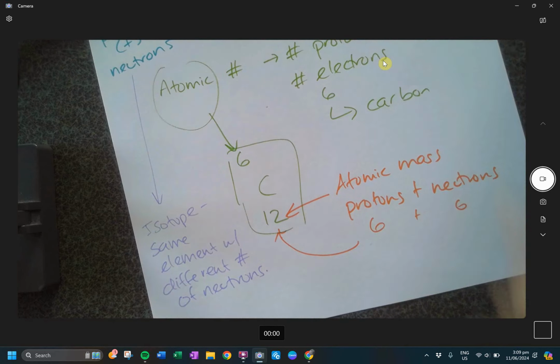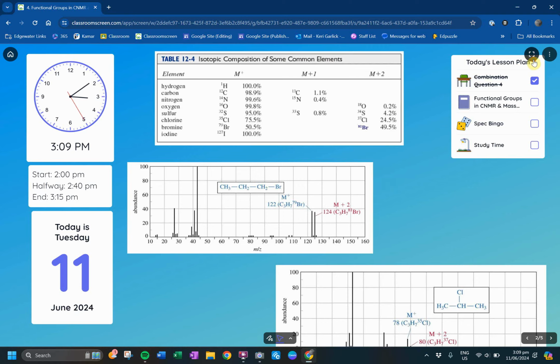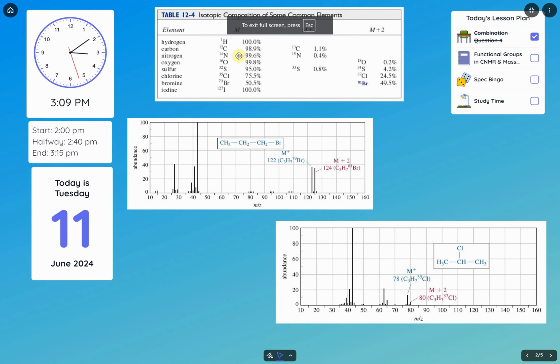Okay? Same element, different number of neutrons. So when we look at this table up here, what we are talking about are different elements that have isotopes. So carbon right here is normally found as carbon-12, 98.9%, so basically 99% of all carbon is carbon-12.